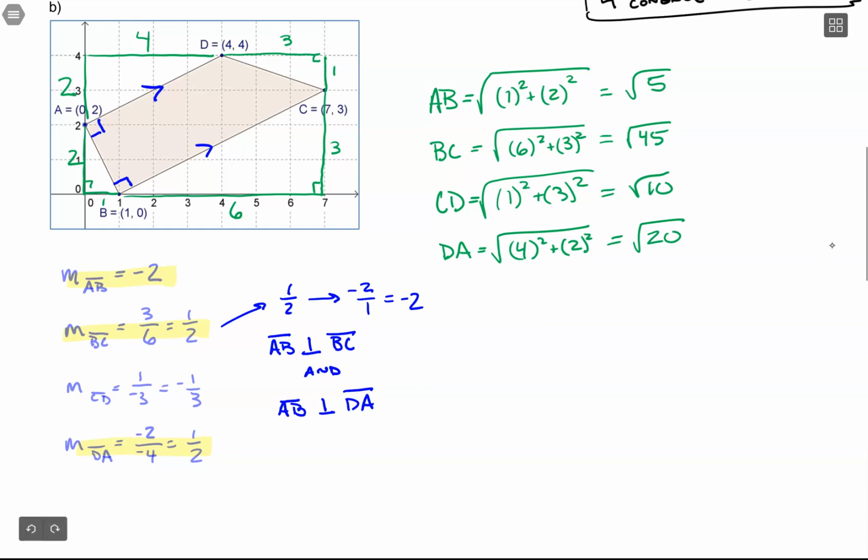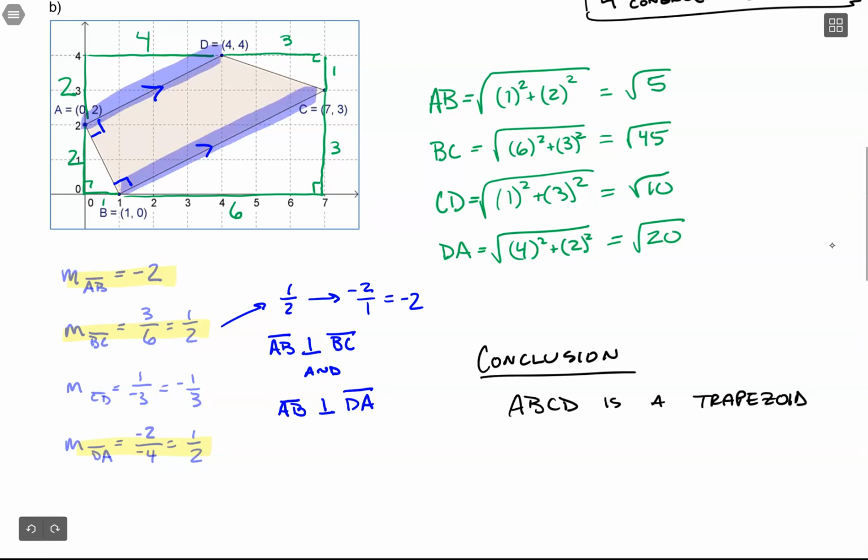We now need to make our final conclusion. And we already alluded to this. ABCD is a trapezoid. Why is it a trapezoid? Because it has one pair of opposite sides that are parallel. In addition to it being a trapezoid, we can be a little more specific than that. We can actually say it's a right trapezoid, because we have those two right angles.